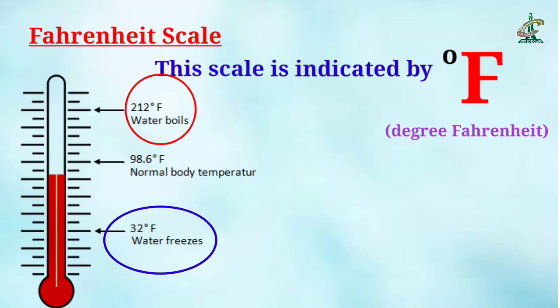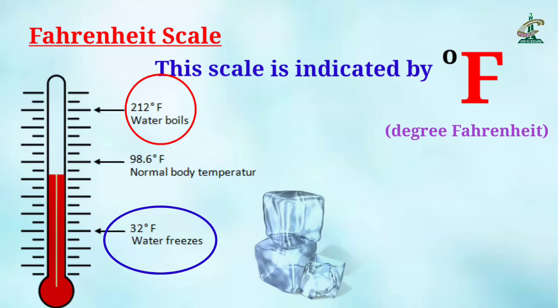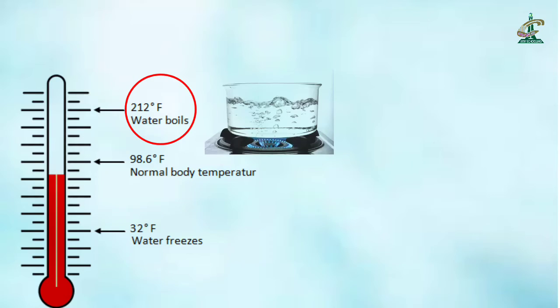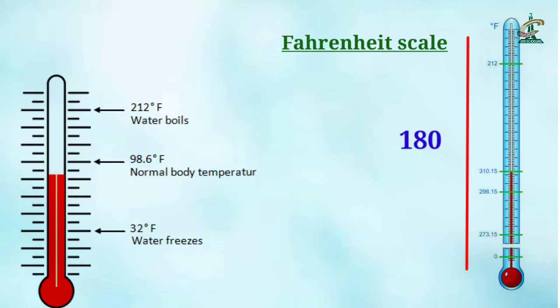212 degree Fahrenheit. Okay, if we measure the water in Fahrenheit scale, it will show 32 degree Fahrenheit as its initial point when the water will freeze and 212 degree Fahrenheit when the water will boil. Okay, and the difference between these 2 points is divided into 180 equal parts. These small lines are indicating the 180 equal parts. Okay.